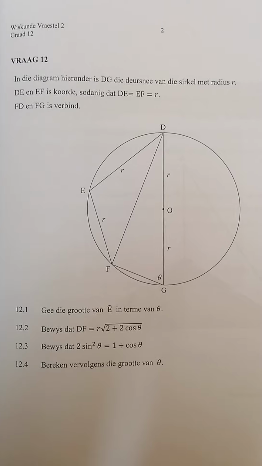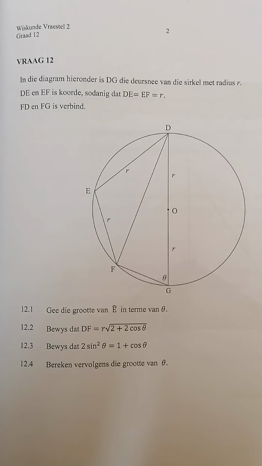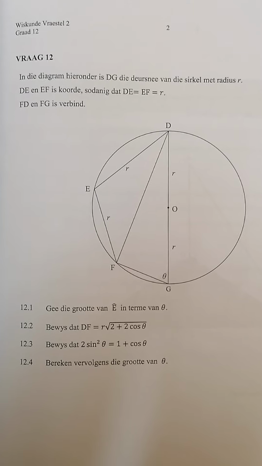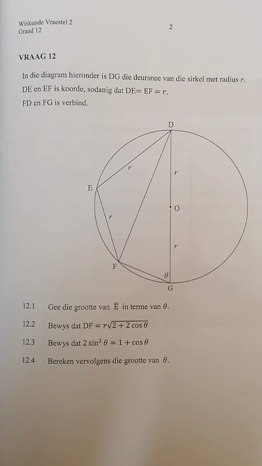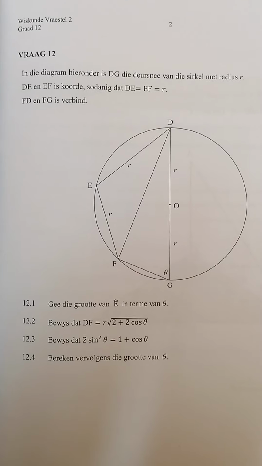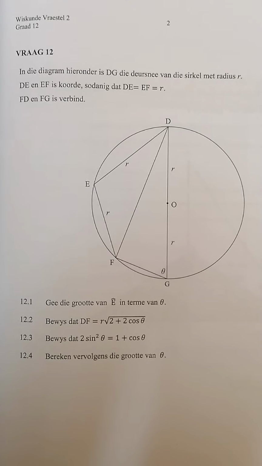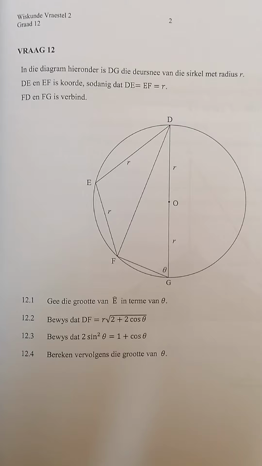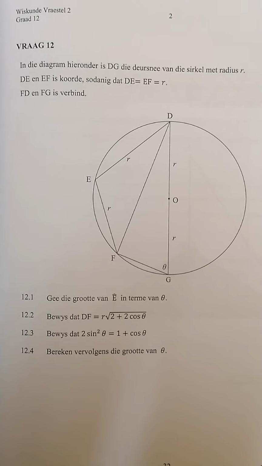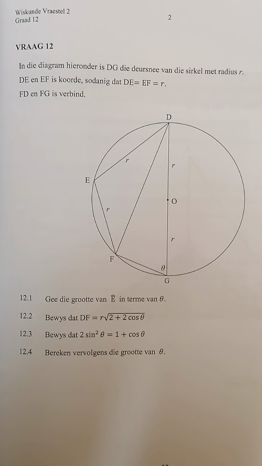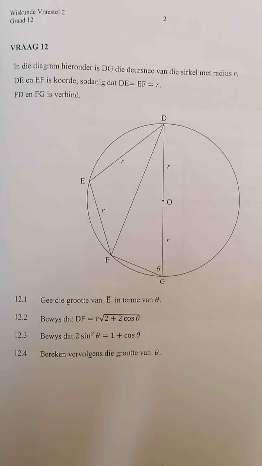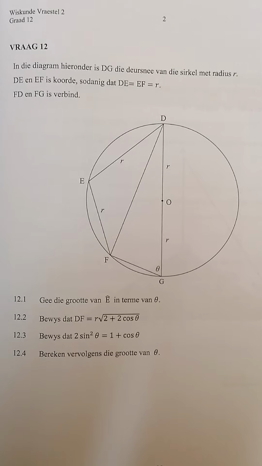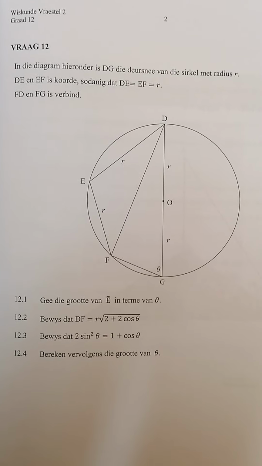In the diagram below, DG is the diameter of the circle with radius R. DE and EF are chords. There's DE, there's EF, they are said to be chords, such that DE is equals to EF, which is equals to R.